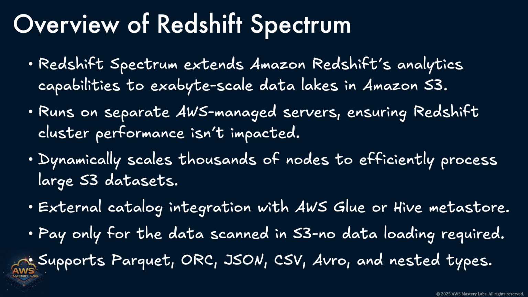Performance is further optimized through techniques like predicate pushdown and partition pruning, which minimize the amount of data that needs to be scanned and transferred. Security is robust, with full support for IAM roles, AWS KMS encryption, and fine-grained access controls to ensure your data is protected. With Redshift Spectrum, you can seamlessly join data from your Redshift warehouse with data in your S3 data lake, enabling truly hybrid analytics and unlocking insights across all your AWS data assets, no matter where they live or how large they grow.